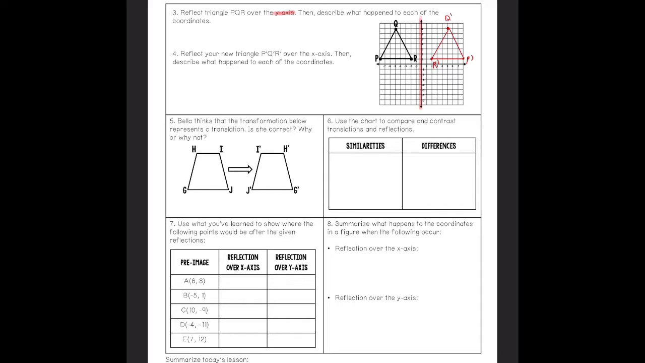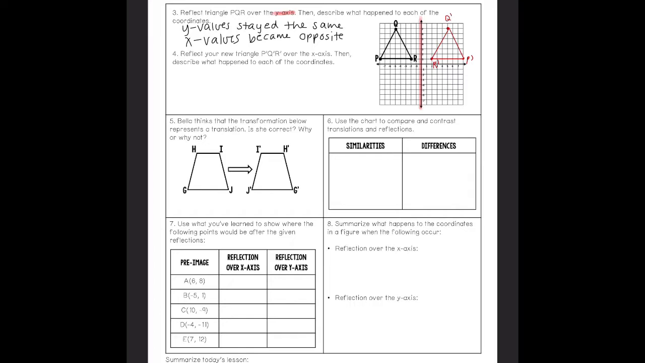Well, the y values here stayed the same. So y values stayed the same. And the x values, if we look at those, became opposite. So that makes sense, right? Because we just talked about if we reflect over the y-axis, we take the opposite of the x values. Okay? So that's what happened here.